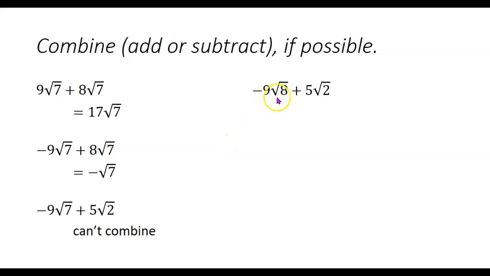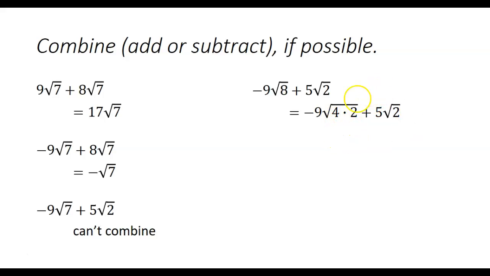Okay, how about negative 9 root 8 plus 5 root 2? Here again, the radical parts are different. They're not the same, so we can't combine these, at least not right now. But there is something we can do. Look at the square root of 8. We can take 8 and factor it into 4 times 2.